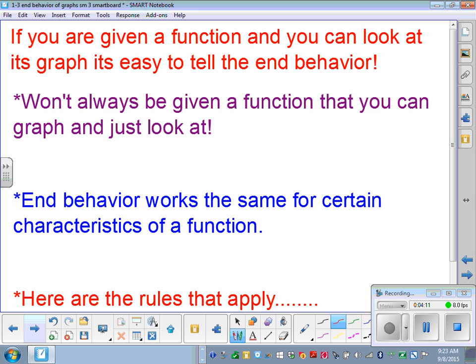Now, a lot of times I'm going to suggest, why not just grab it on your graphing calculator and look at the end behavior? That's the easiest. But at times, on an ACT, I have seen this. On an end-level test, I have seen this, where they give you something that doesn't give you enough information to graph. They want to know that you know the rules. So here are the rules that apply.